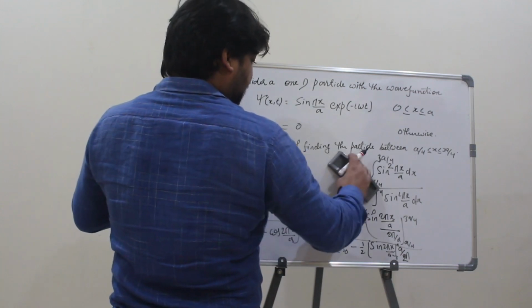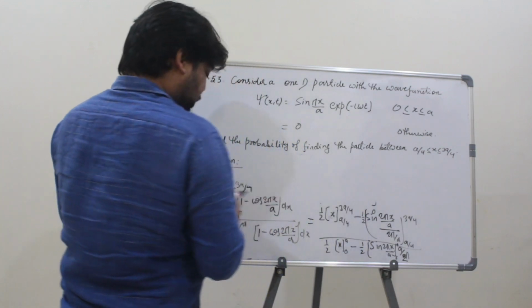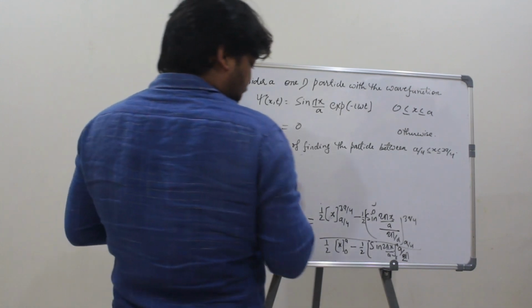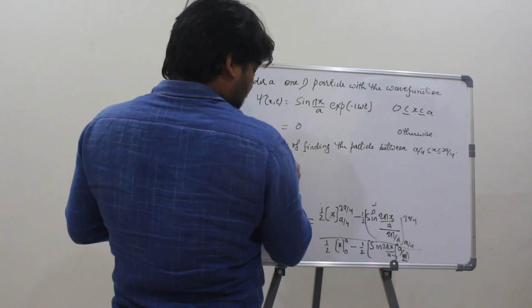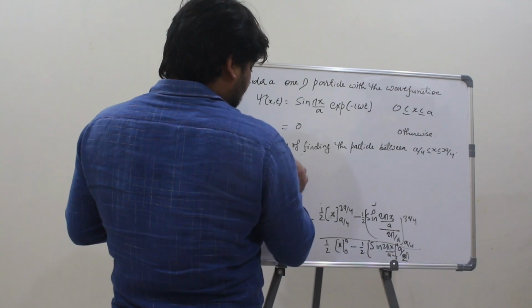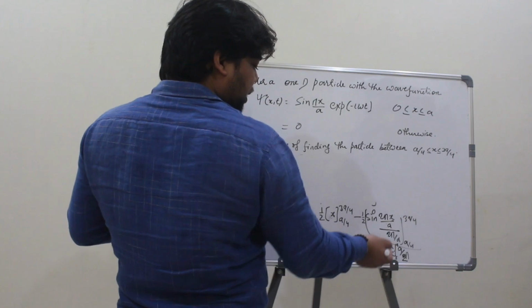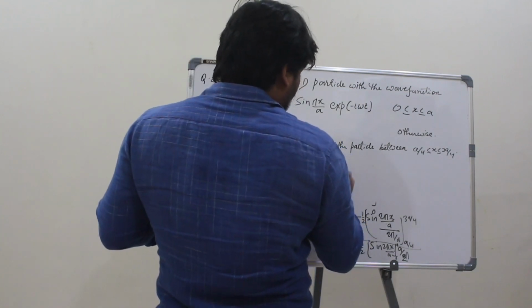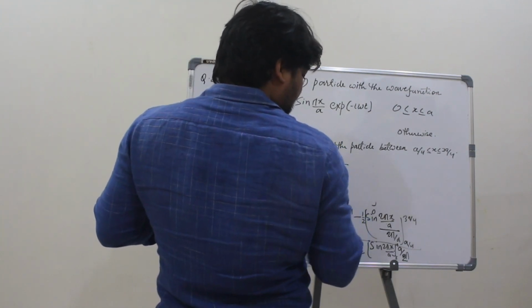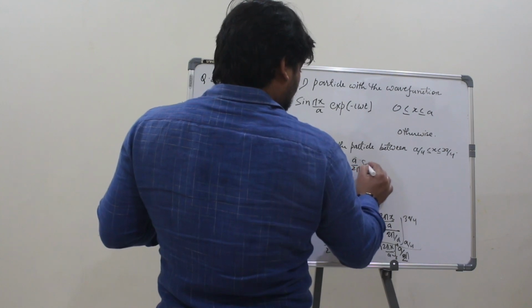So what you will find is that this term here gives you how much? 3a by 4 minus a by 4 is a by 2, so this is 1 by 2 multiplied by a by 2, minus sin 2 pi x by a divided by 2, so this is a divided by 2 pi, and sin 2 pi into 3a by 4 gives you sin 3 pi by 2, and this gives you plus a divided by 2 pi sin pi by 2.